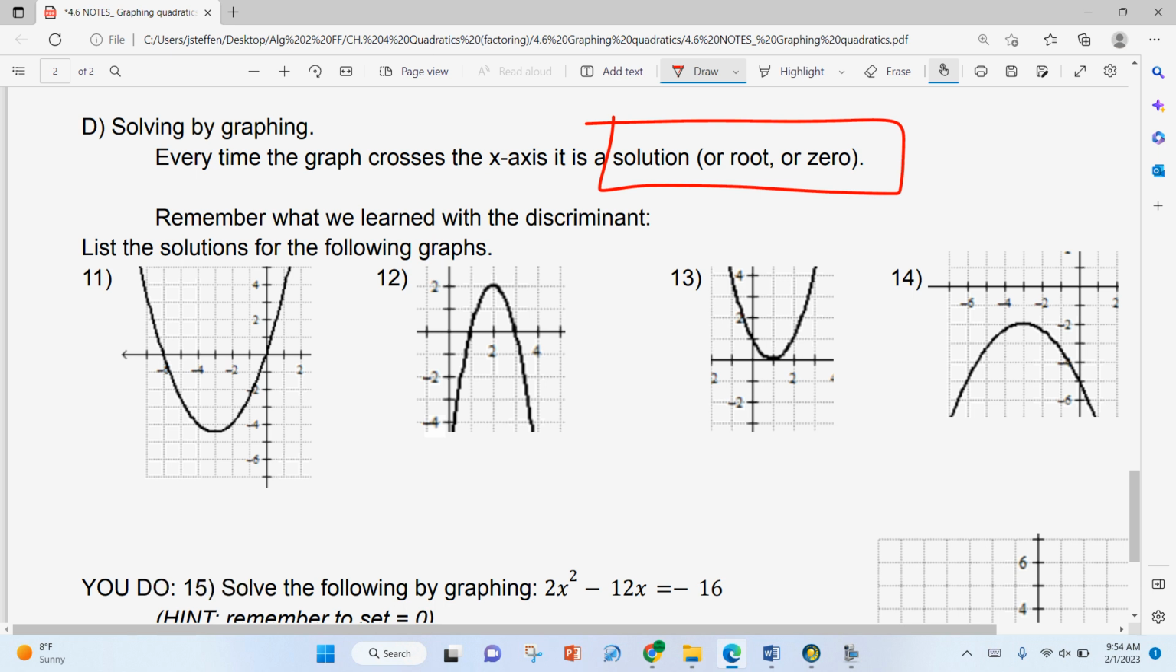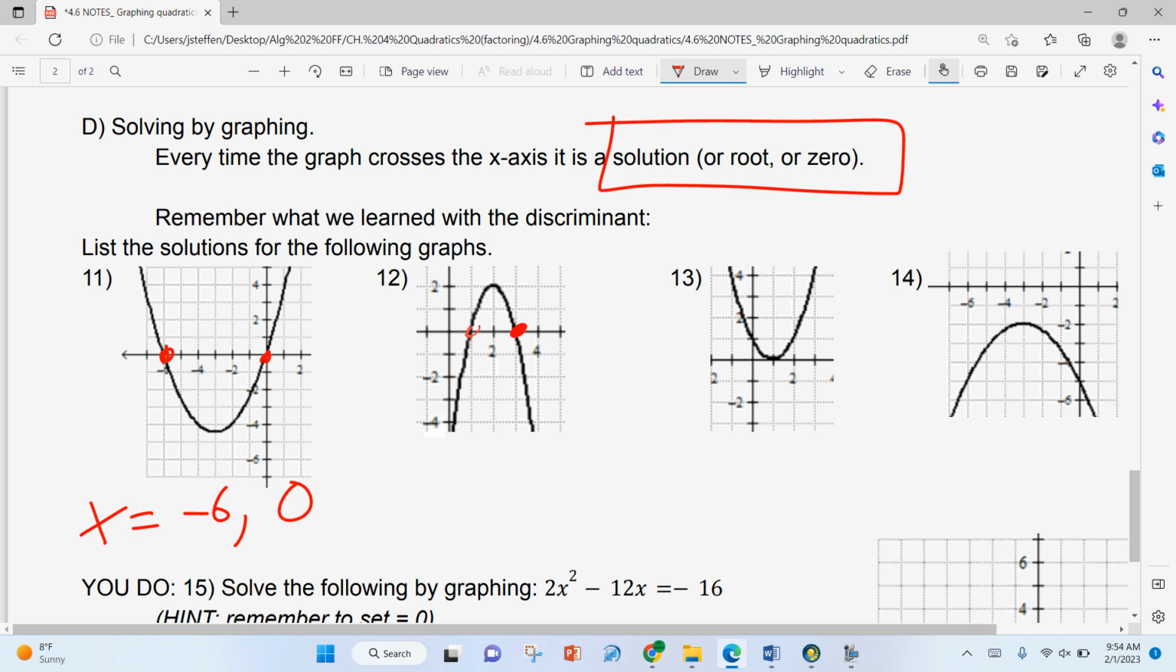What are the solutions for these graphs? Well, this one right here is at negative 6 and 0. Now again, we're not putting ordered pairs for this. We're just saying where it crosses the x-axis. X is equal to negative 6 and 0. If I gave you the formula for that one, and you solved that with factoring or the quadratic formula, that's the answer you should get. So this is another way to solve these. That's the whole idea.